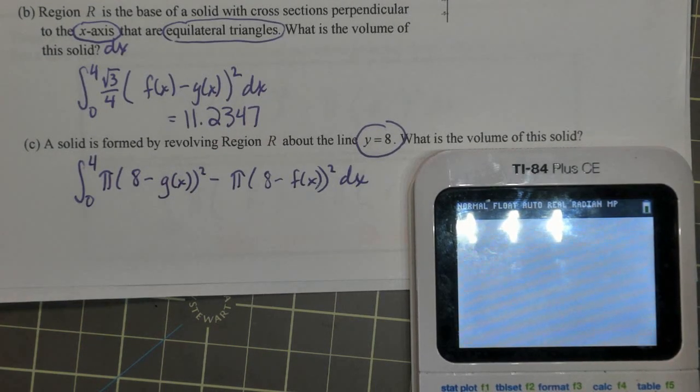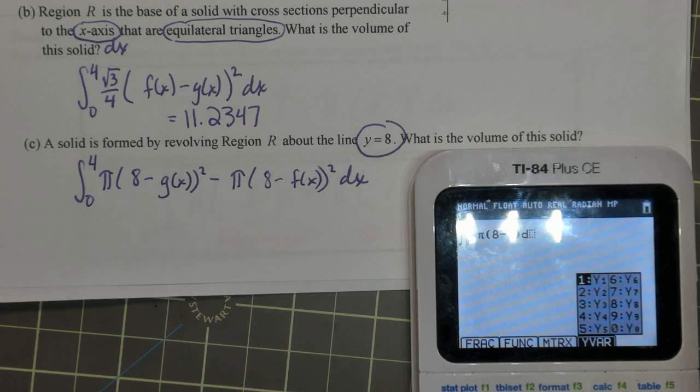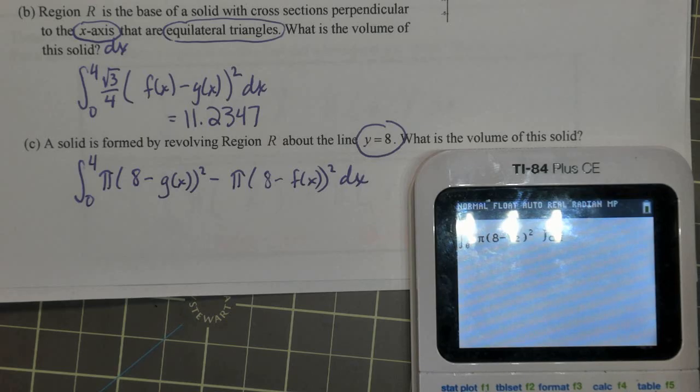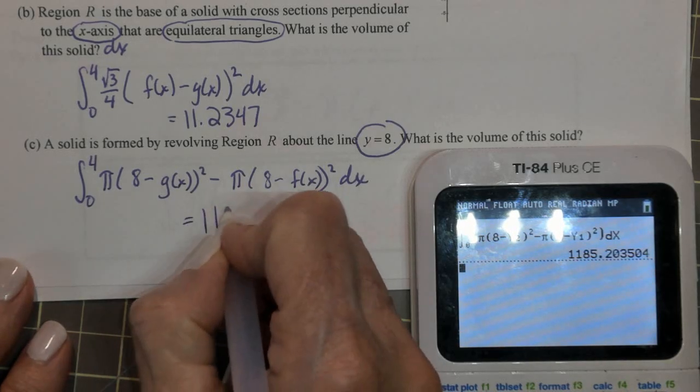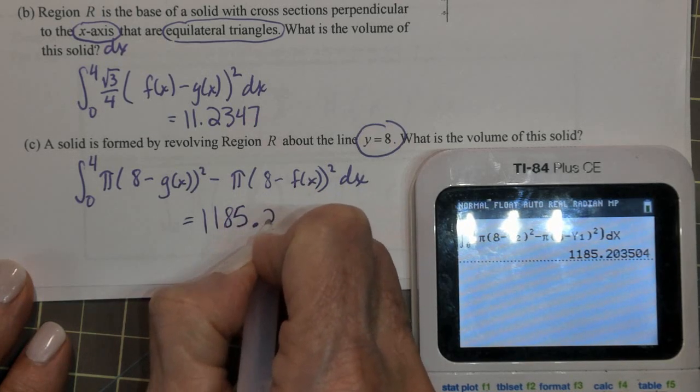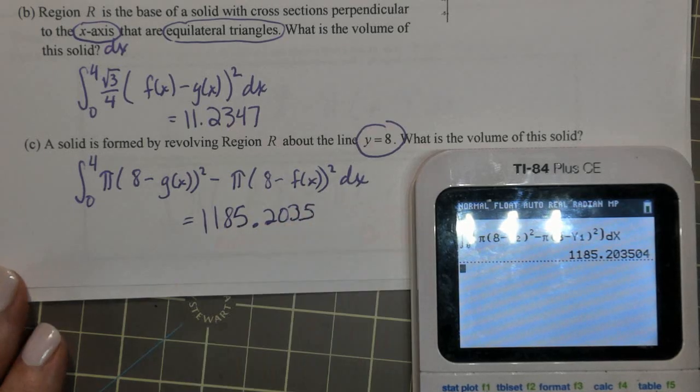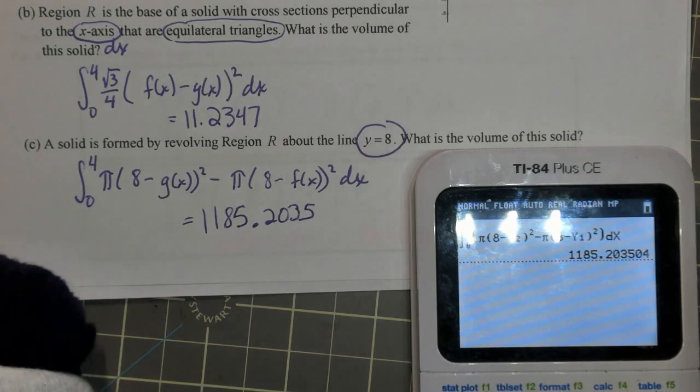Oops. Math 9, 0 to 4. Pi times (8 minus y2) squared minus pi times (8 minus y1) squared. Oh, and that is volumes of revolution using the disk and washer method.